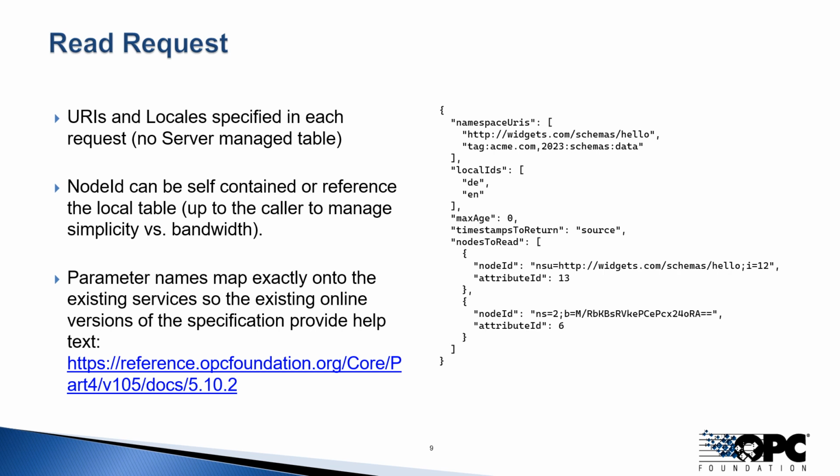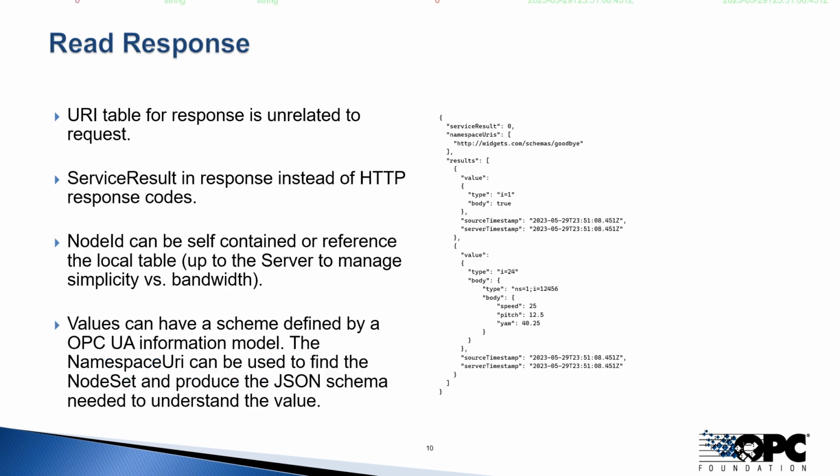Now the rest of the parameters, and this is an important principle, are going to be identical to the services that are already defined and, most importantly, already documented, with a link to the read request definition on the web there. This is to leverage all of the existing knowledge as well as the existing documentation to make it a lot easier for people to understand what they need to do in order to build applications that communicate with UA servers.